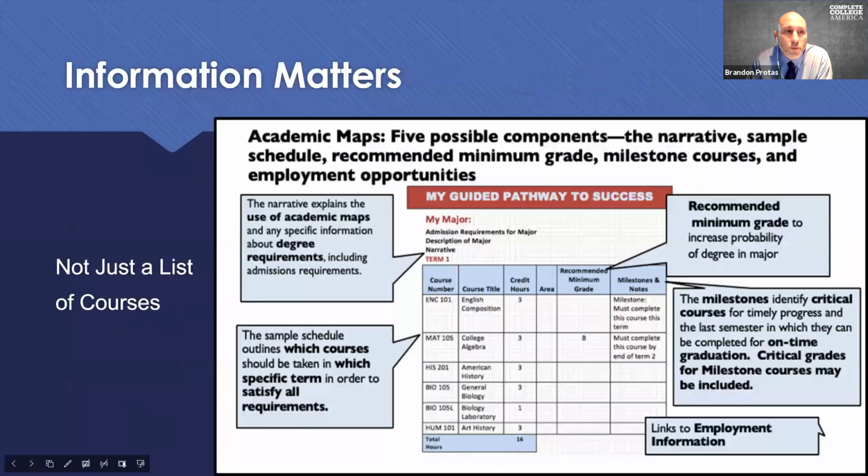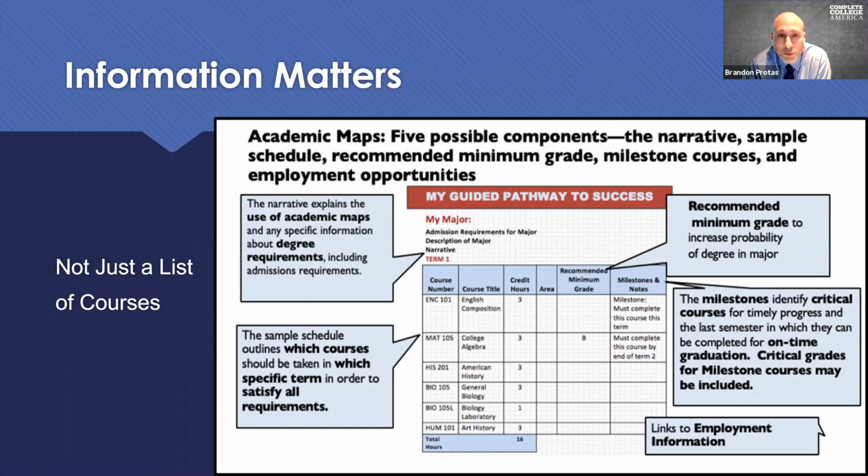So as we move on, what we want to talk about is academic maps. It's more than just a list of courses. And so we'll talk about the 5 components here, and we'll show you an example as well. So in that first part, where it says the narrative, a short description of what it means to do that program of study and specific degree requirements.